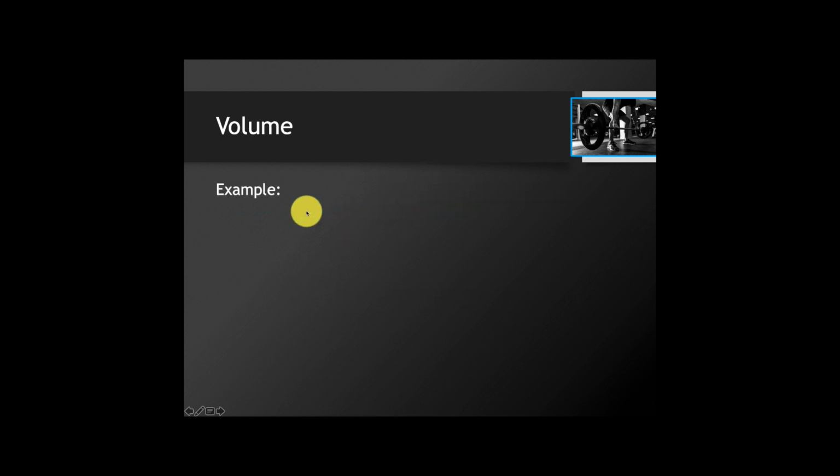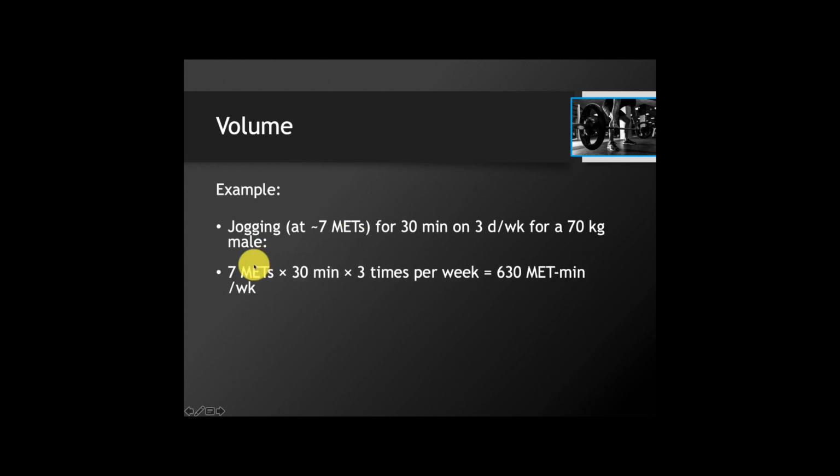So what does that look like? Well, I'm going to give you guys an example. If we have someone jogging aerobically, and we set a pace at 7 METs, okay, this would be our intensity, this would be our time, and this would be our frequency. And as I said, volume is frequency times intensity times time. So if we have a 70 kilogram male, and we want to calculate what this volume looks like, it's a very simple equation: 7 METs times 30 minutes times 3 times a week equals 630 METs per minute.